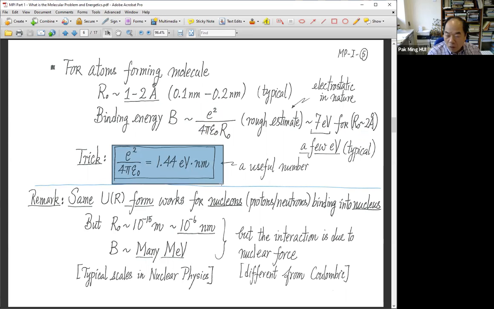It is 1.44, well, you can take it as 1, okay? eV nanometer. And an angstrom is 0.1 nanometer, okay? Therefore, if you have 1 angstrom, you multiply this by 10, then it is 14.4 eV, all right? So here I plug in maybe 2 angstrom, that gets to 7 eV. That's about the ballpark range.